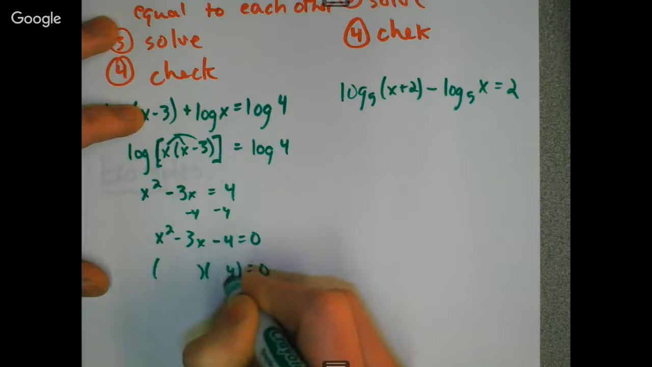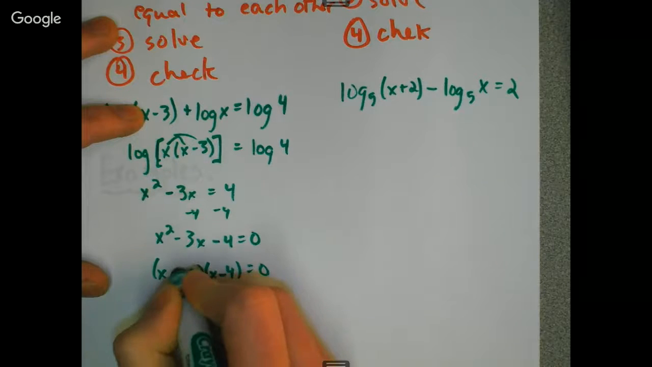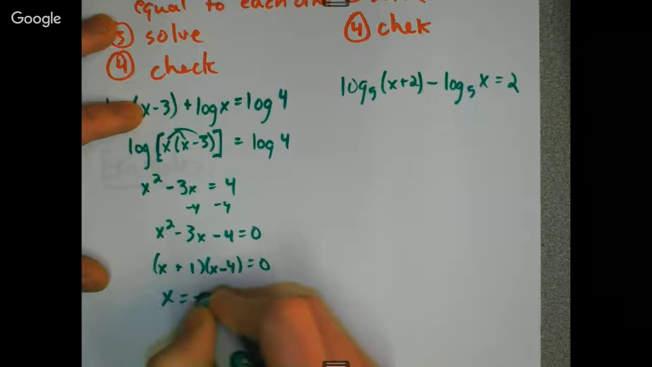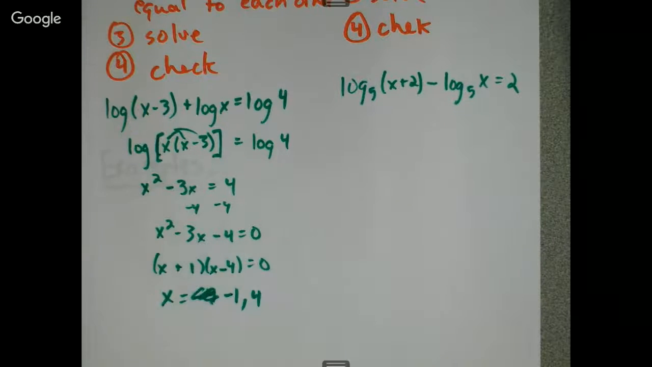That's 4 and 1. The signs are different. The bigger one is negative, so minus, plus. So x is minus 1 or 4.